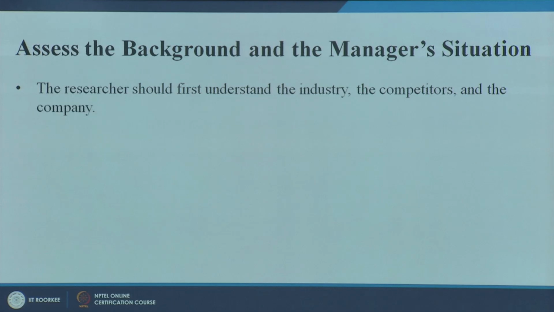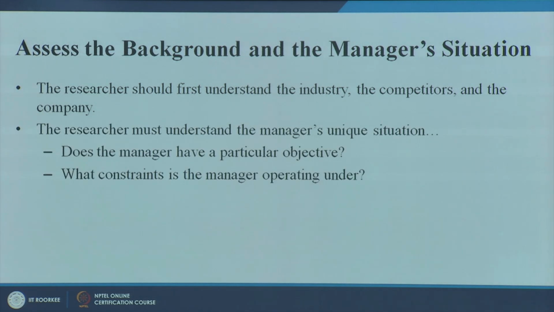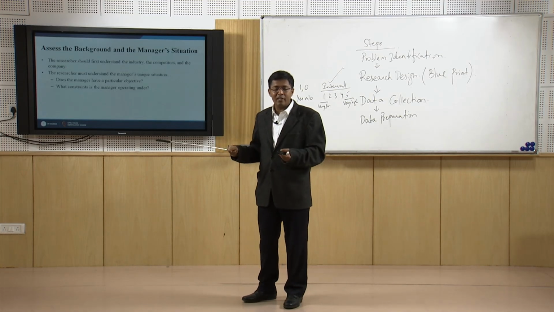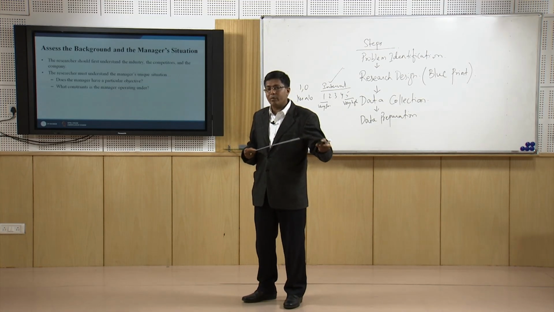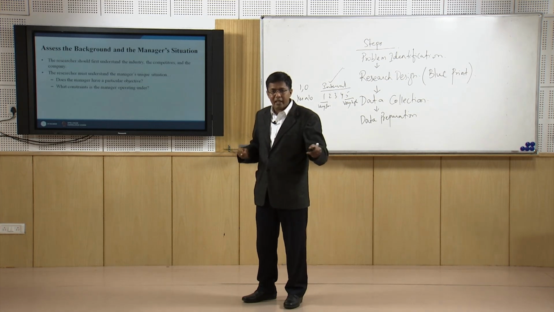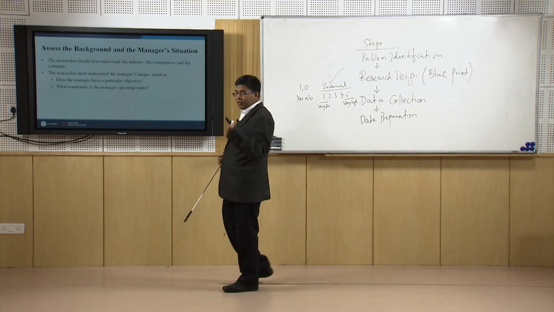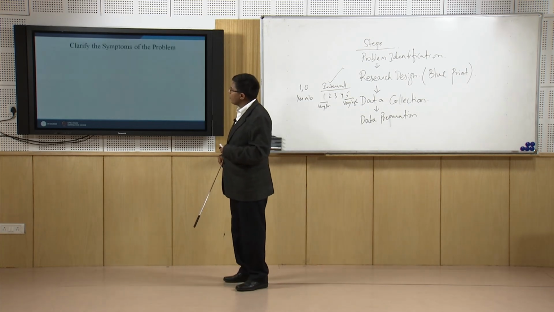Now, assessing the manager's background and the situation is also critically important. You have to understand which industry you are operating in, who your competitors are, and the company. Does the manager have a particular objective? There can be a goal conflict in firms, for example between the supervisor and the scholar. The supervisor hopes for something else, while the scholar has something else in mind. In such a condition there can be a conflict of interest. This is very dangerous, and one has to give a solution to it.